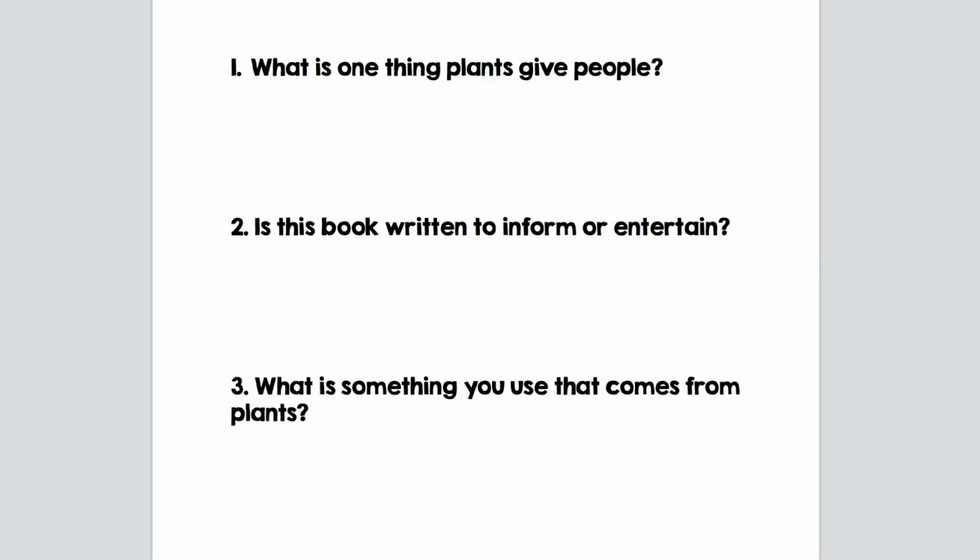Now, after our story, I'm going to ask Greg some questions about what we read. So number one, what is one thing plants give people? Oxygen, and without oxygen, we wouldn't be here. Exactly right. You could really stop there. If there were no plants, then there would be nothing available. That's right. Good job. Good answer.